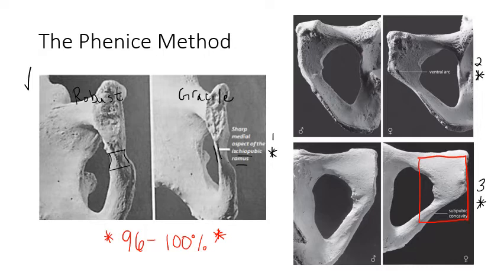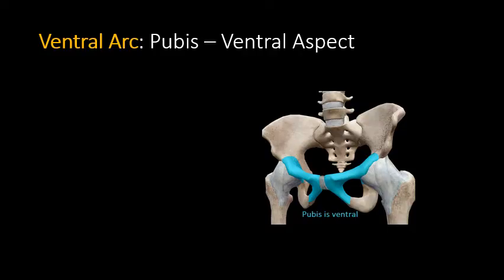So I'm going to go into greater detail here to show you a few of these areas and explain it a little bit more beyond this introduction here. So let's start with the ventral arc because it's perhaps the most obvious. It's the ventral aspect of the innominate bone, and here we see it highlighted in blue. Okay, this is the pubis. Okay, all highlighted in blue.